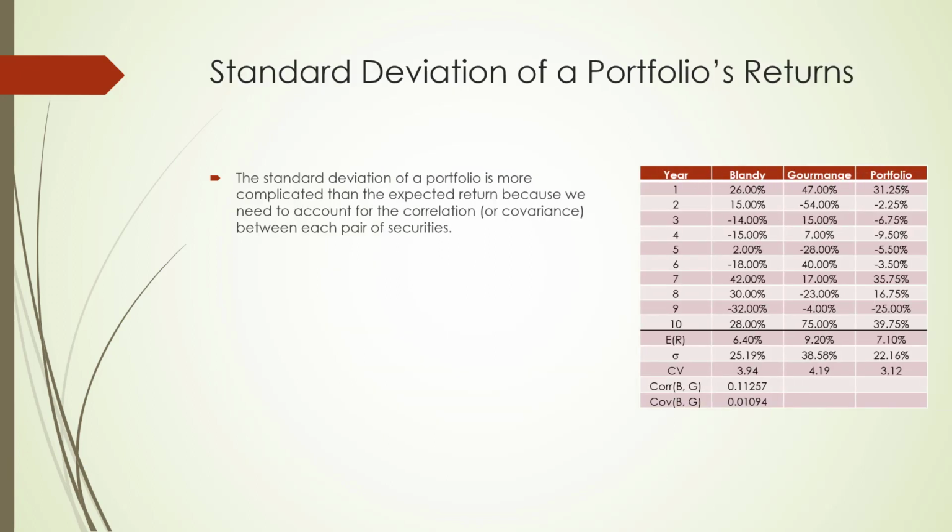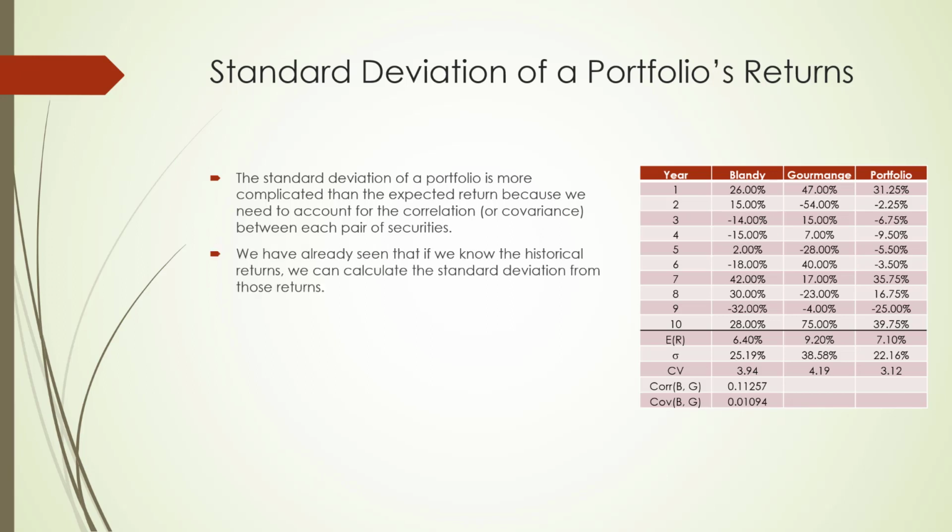Now, the standard deviation of a portfolio is more complicated. We could do exactly what we just did: find the historical time series of returns for the portfolio and then calculate the standard deviation of those, just like we previously did for Blandy and Gourmand. So we have 31.25% and negative 2.25% and so on. If we take each of those minus the 7.1% expected return, square the result, multiply by 1/9 and add up all the results, this is exactly what we did in Chapter 2, we should get 22.16%.